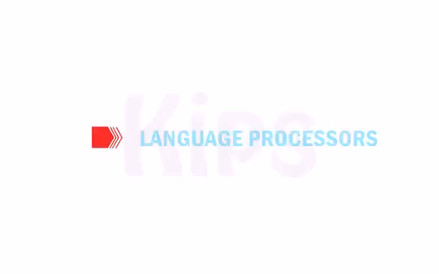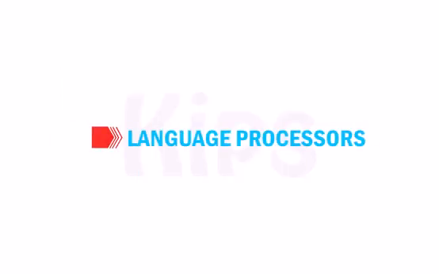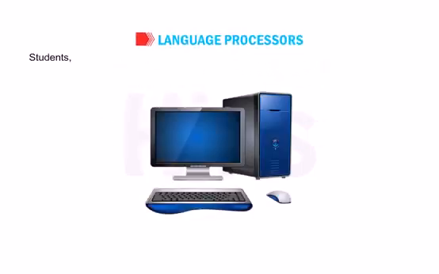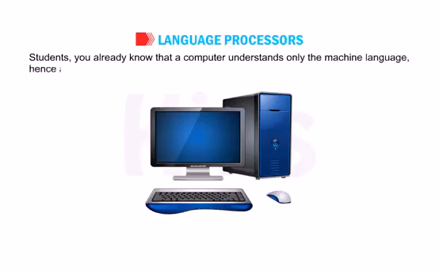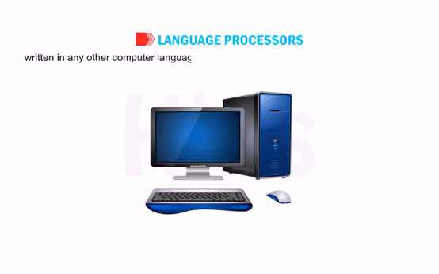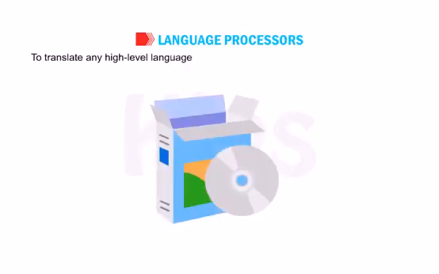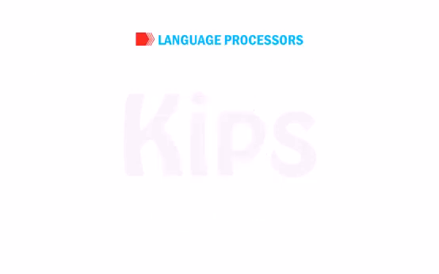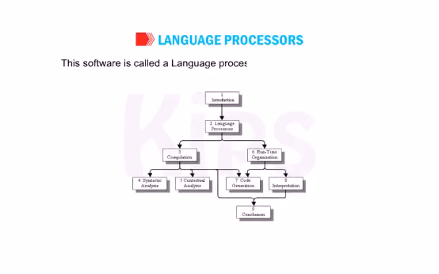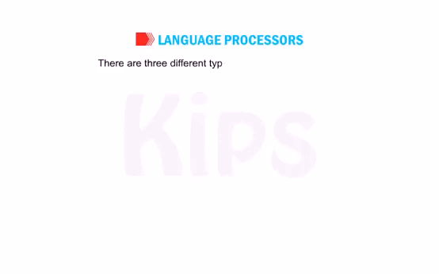All right, students, let us understand about language processors. Students, you already know that a computer understands only the machine language. Hence, a program written in any other computer language has to be converted into the machine language first. To translate any high-level language program to the machine language, a software is required. This software is called a language processor or a language translator. There are three different types of language translators.